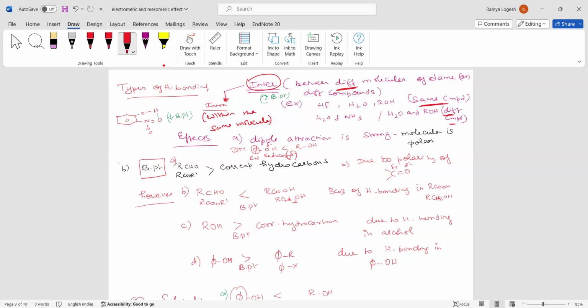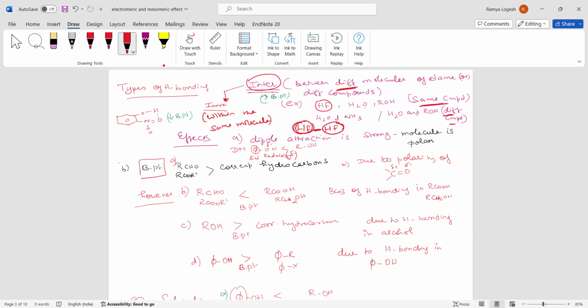What does it mean, ma'am? See, if HF is making a hydrogen bond with another HF itself, this is also called intermolecular only. Because this is one single compound, and this is another separate compound, but they are the same compounds only. Same compound, yes or no?